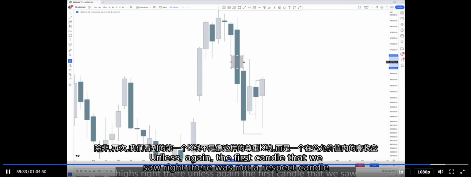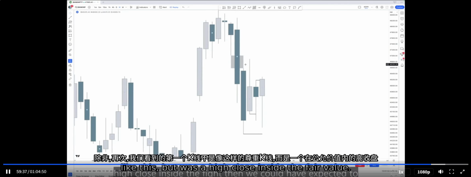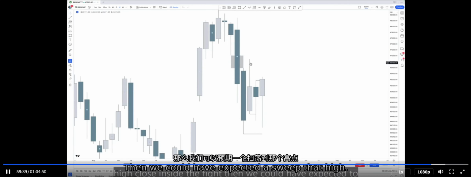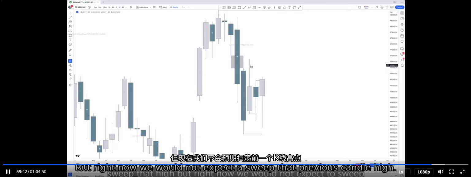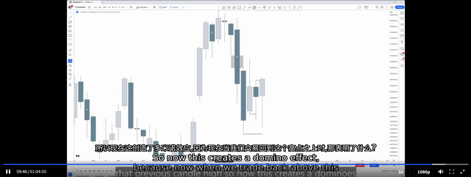Unless, again, that first candle that we saw right there was not a respect candle like this, but was a high close inside the value. Then we could have expected a sweep of that high. But right now, we would not expect a sweep of that previous candle high. So now this creates a dominoes effect.